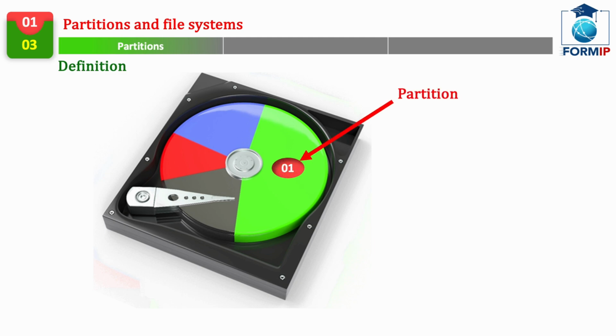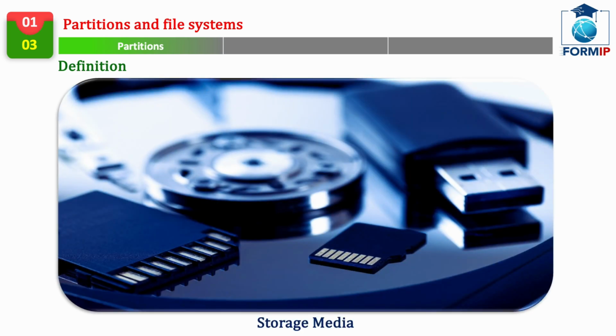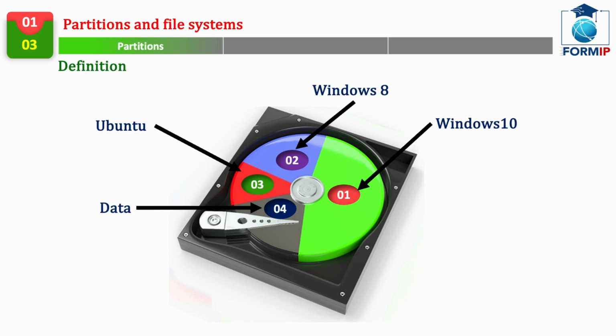In computing, a partition is a section of a storage medium. Whether it is a hard drive, a memory card, or a USB flash drive, it is thanks to the partition that it is possible to install several operating systems on the same hard drive. In fact, you can see the partition as if you were physically dividing the hard drive into several other disks.